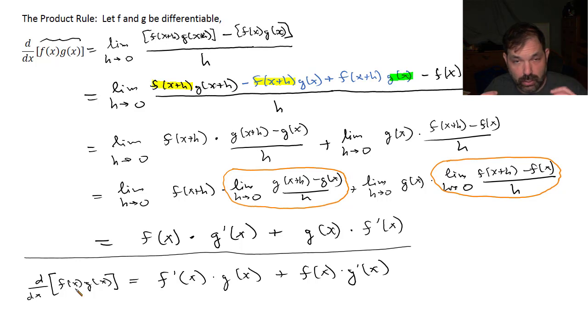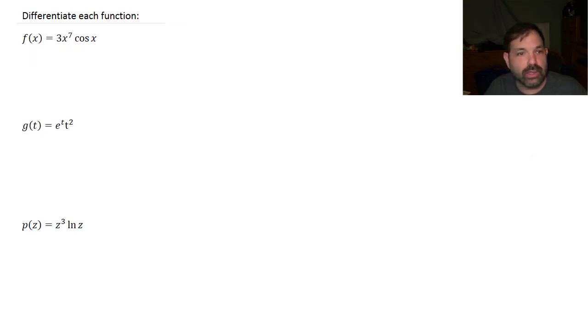So if we have a product and we want to differentiate, we differentiate the first times the second plus the first times the derivative of the second. And this is called the product rule for derivatives. So now that we've developed the product rule, let's see some examples.